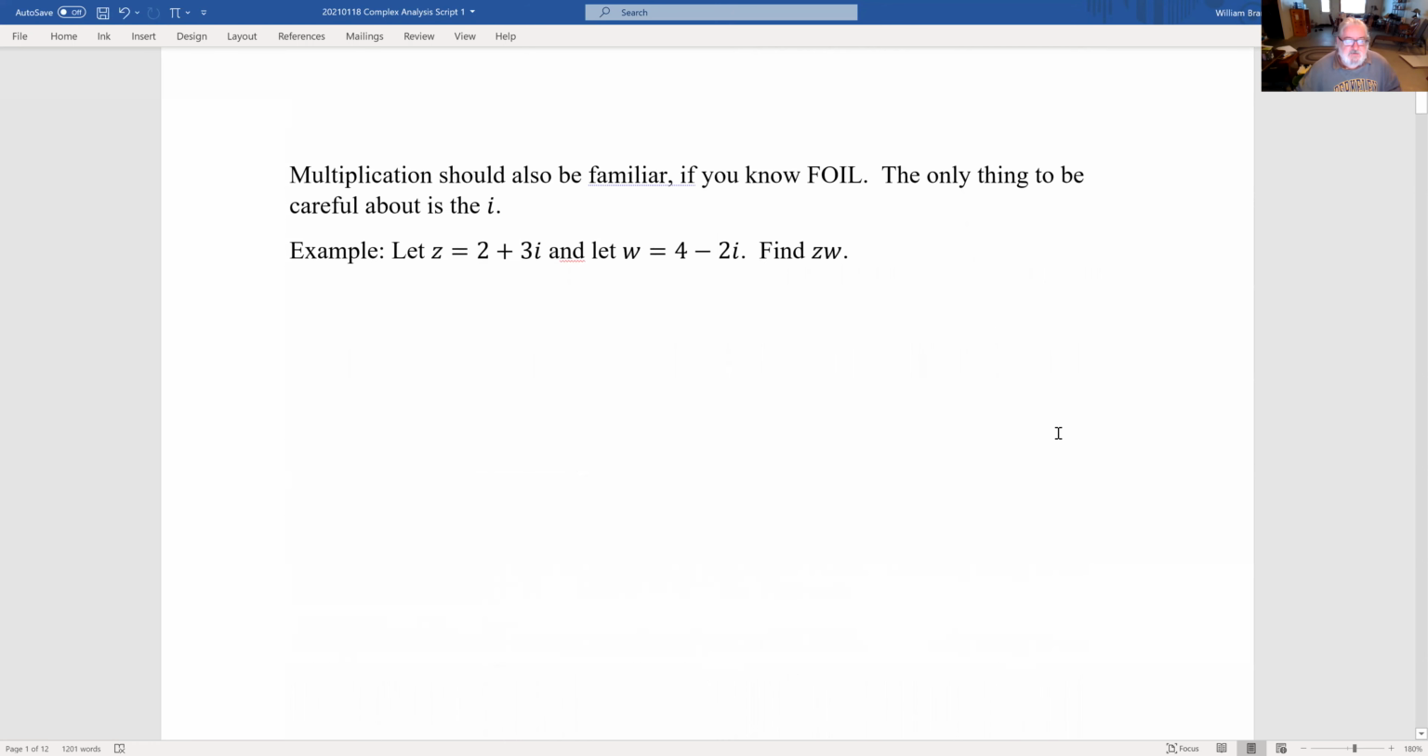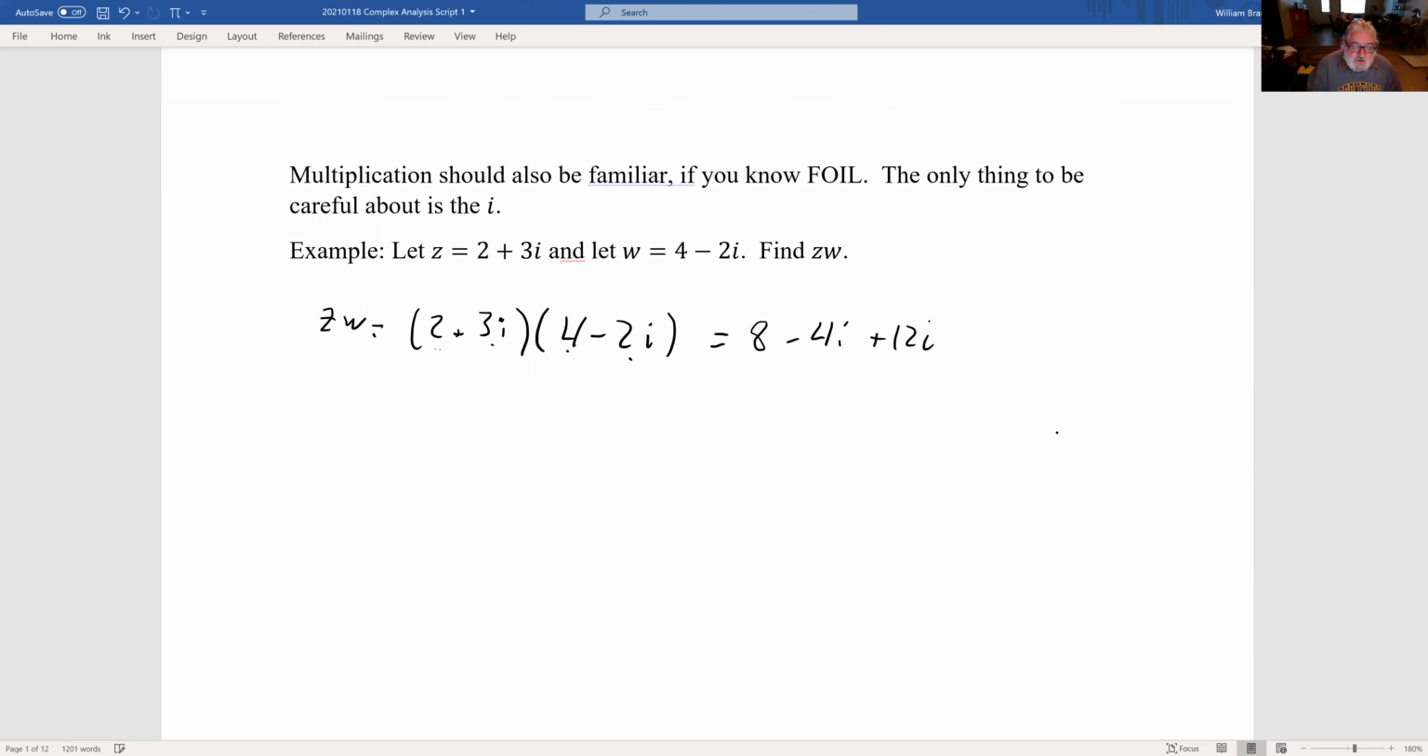Multiplication should also be familiar if you know FOIL, first, outer, inner, last. You just have to be careful about the i. So z times w here is 2 plus 3i, because that's z, times 4 minus 2i, because that's w. Put a little dot over that i. So 2 times 4 gives me 8. 2 times minus 2i gives me a minus 4i. 3i times 4 gives me a plus 12i. And then 3i times minus 2i gives me a minus 6i squared.